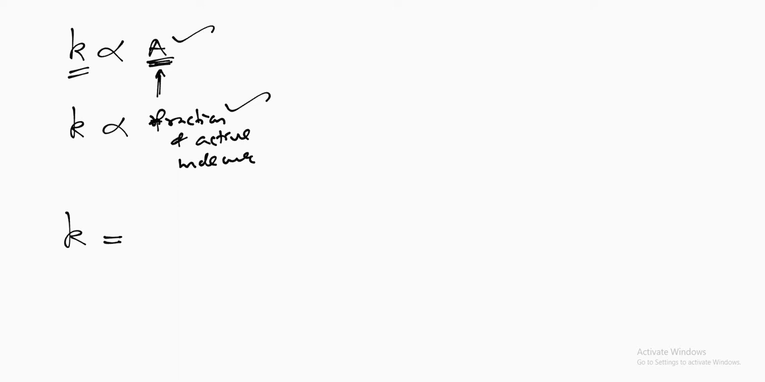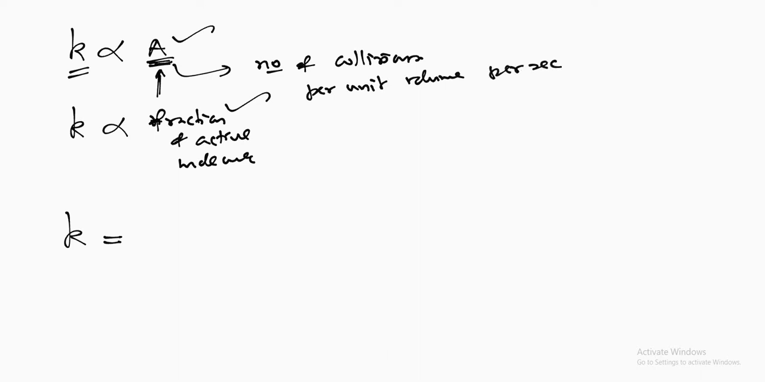Yeah, I'll tell you. A is the number of collisions per unit volume per second. I'm going to give you a different term here, but right now just keep this in mind. The rate constant of a reaction depends on the number of collisions per unit volume per second, and K is also dependent on the fraction of active molecules present in the reaction mixture. So by combining these two, Arrhenius gave a relation.